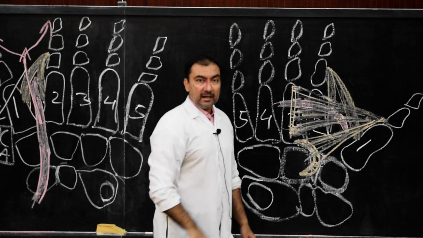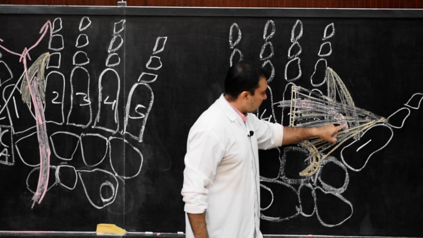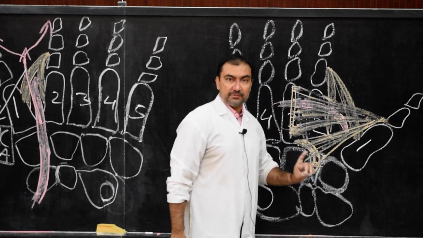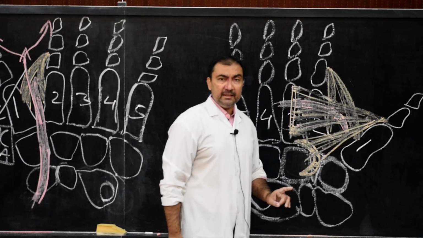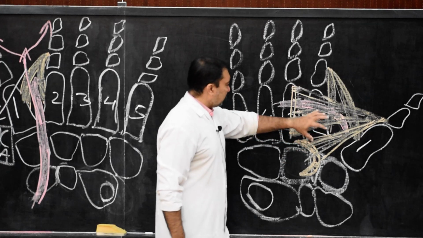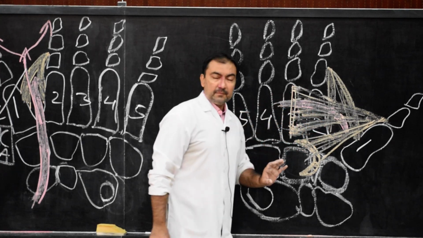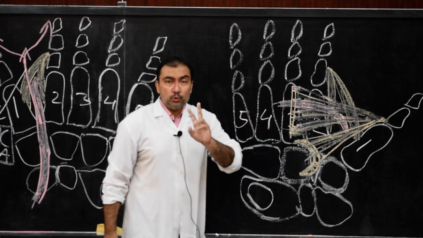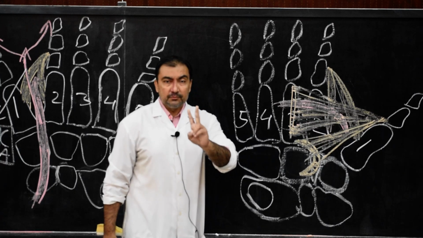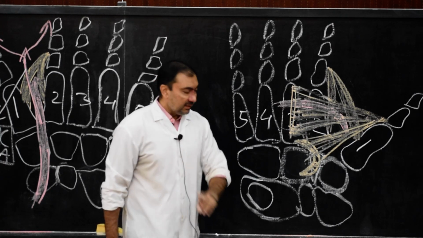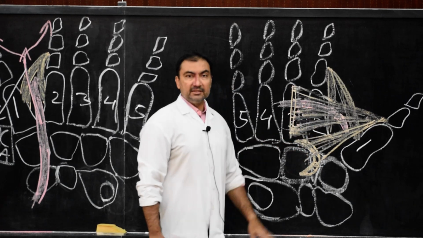Now the radial artery, after passing between the two heads of the dorsal interosseous muscle, will then pass in such a way that it will travel between the two heads of adductor pollicis muscle, that is between the oblique head and the transverse head.